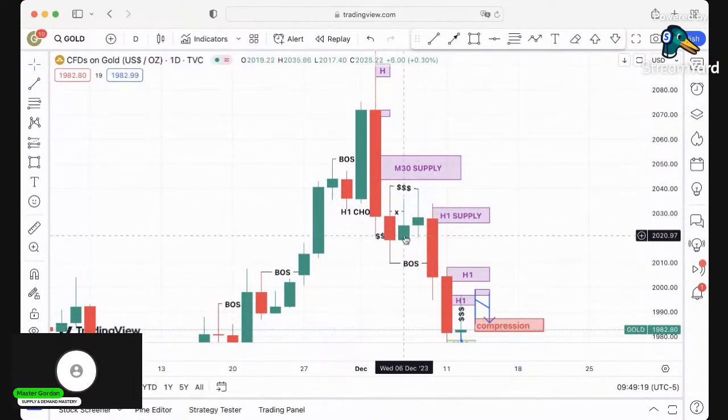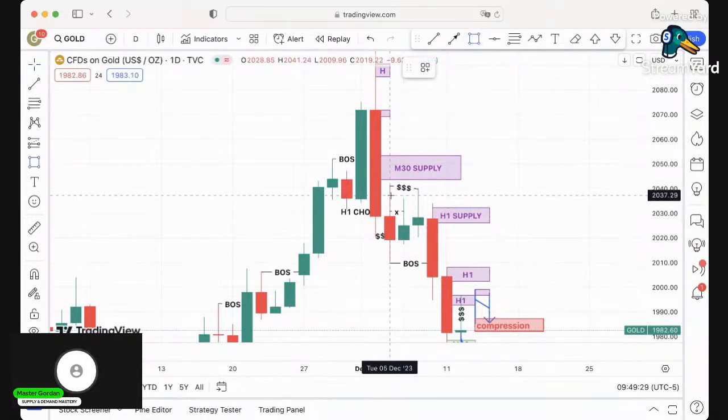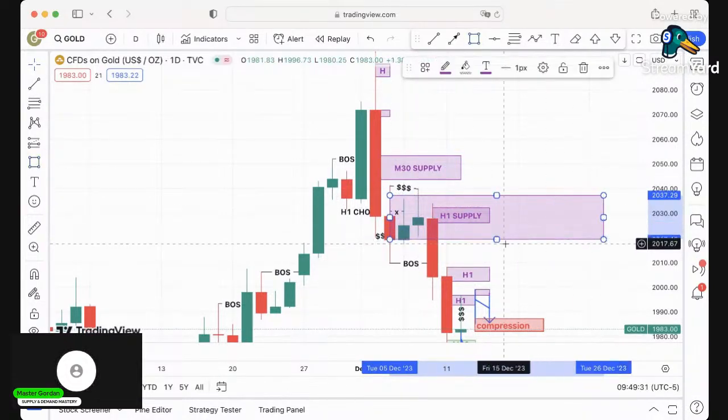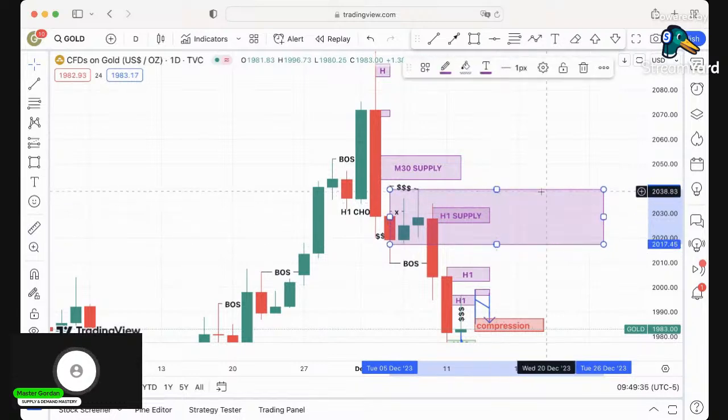This is one of the supply zones. Can you see we have a drop-base-drop. Drop-base-drop is one of the supply zones. This is the daily supply zone. But with this daily supply zone, we have a very big problem right here. We know this is a daily supply zone, but how many pips is it? Can you see or not?